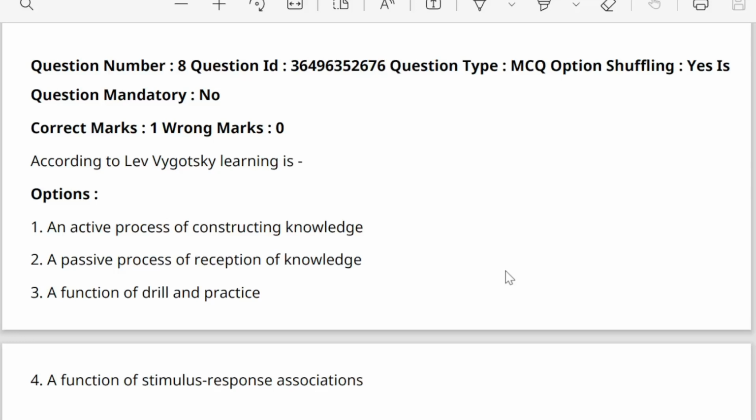Vygotsky's theory talks about knowledge being actively processed. It is not a passive process. It is not drill and practice, which means that you're drilling something, a lot of repetition happening, and it does not believe in stimulus response. So Vygotsky's theory of social development talks about knowledge being actively constructed by the learner.